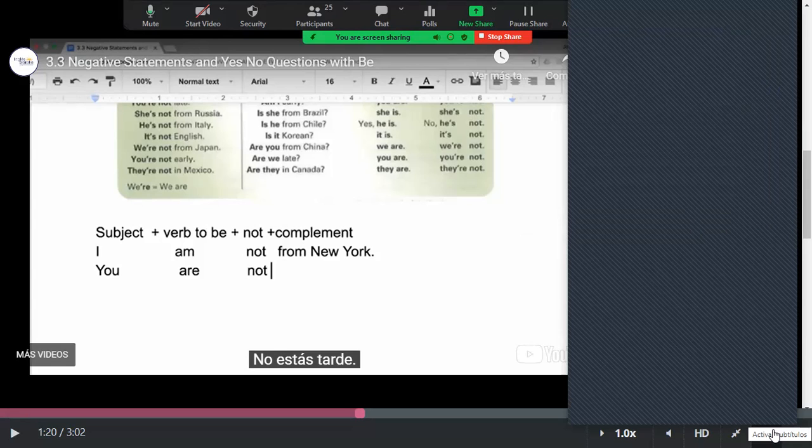Participation. Esas manitas virtuales arriba. Vamos, Enrique. Go ahead. One negative statement with I. I am not from USA. Bueno, USA tiene la particularidad que es del único país con the UK, ¿verdad? Que usa el artículo de, ¿ok, Enrique? Entonces vas a decir the United States. Okay, I am not from the United States.